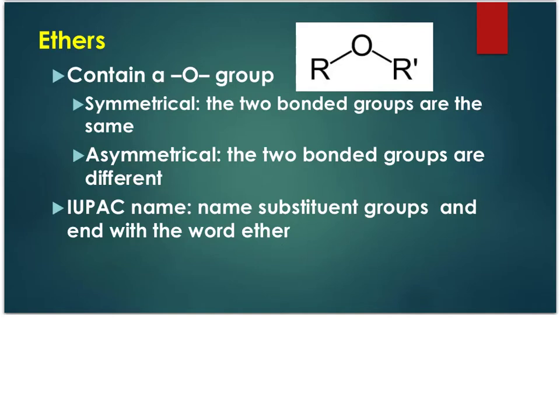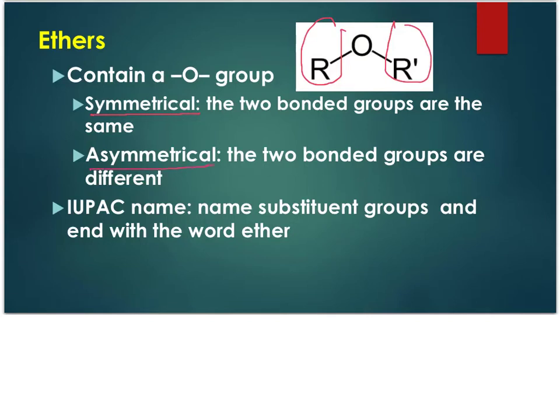Ethers. Many people identify these in different ways. Some people say look for the bunny ear. I just like to say look for the oxygen sandwich. We have two carbon chains on either side of oxygen. The carbon chains could be the same, and if they're the same, they're symmetrical. If they're different, then they're asymmetrical.